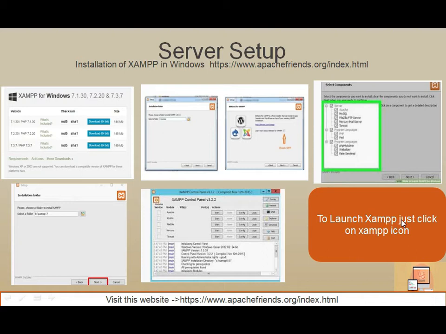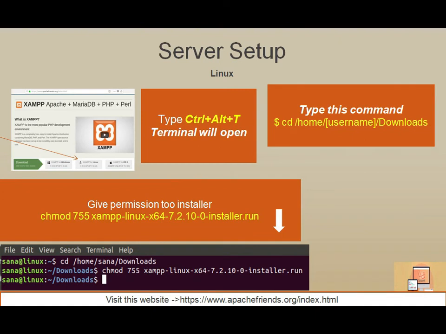To launch XAMPP, just click on the XAMPP icon. The XAMPP icon will be in the D drive, so you can connect directly. So this is the installation of XAMPP on Windows.